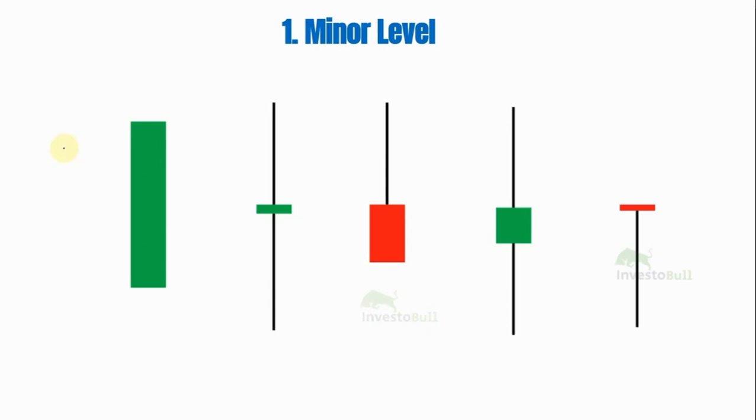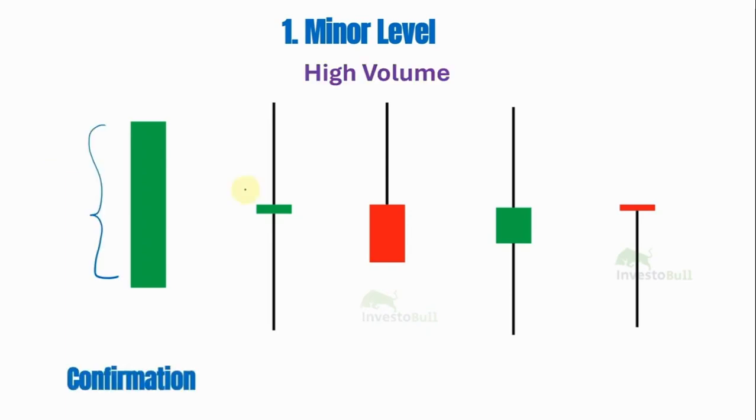At the minor level, we analyze single candlesticks along with their volumes. For example, a widespread green candle forms with high volume. High volume with a widespread green candle indicates bullish confirmation.